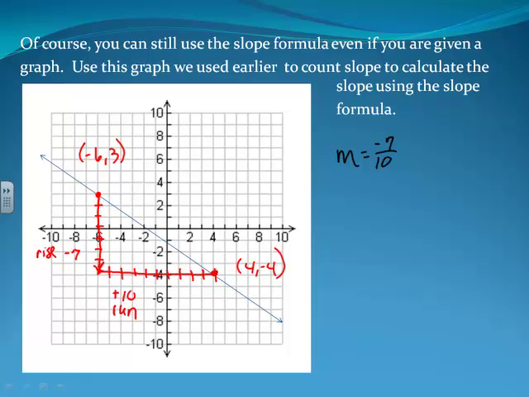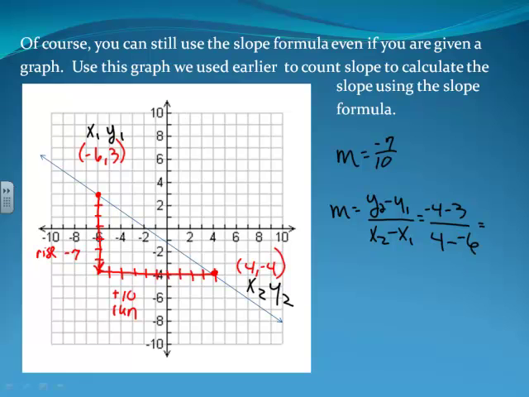Okay, now we're going to use the slope formula. Slope formula says if you have 2 points on the line, which I do, and you find the difference of the y values and the difference of the x values, you should get the slope without having to count. So I'm going to let this point be x1, y1. I'm going to let this point over here be x2, y2. And I'm going to plug those values in. y2 minus y1 would be negative 4 minus 3. x2 minus x1 would be 4 minus negative 6.